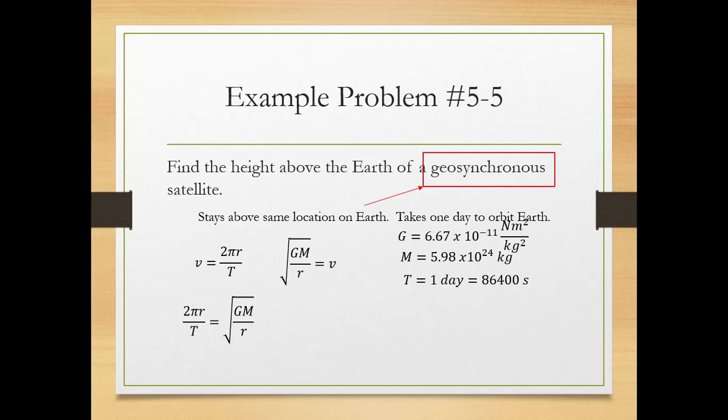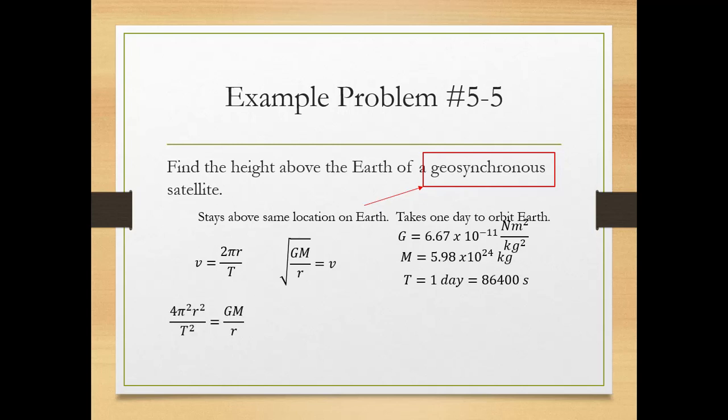So I'm going to put in the equation for speed in terms of period, because I know the period. What I end up with is an equation where really the only thing I don't know is radius. The problem is I have radius on both sides of the equation, and on one side it's underneath a radical. So that makes it even harder.